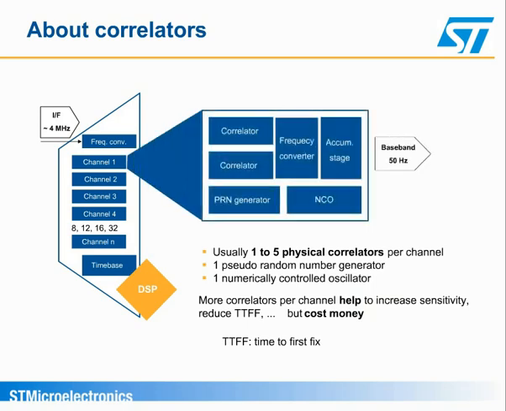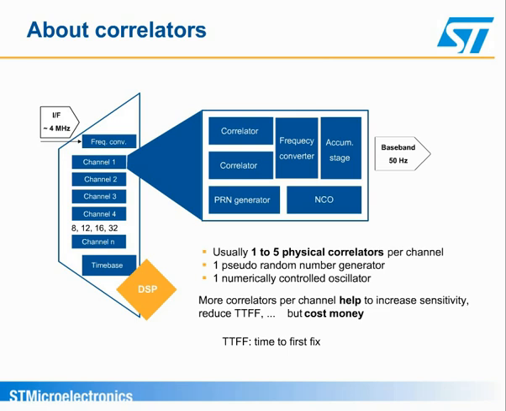One channel of a baseband device is made up of several correlators. There might be 2, 3, or more, depending only on the physical implementation. A channel also has a pseudo random number generator that feeds the correlators with the PRN code. A numerically controlled oscillator is used to advance the clock steps during the correlation cycle, which can be controlled by software to move the phase of the PRN code. A frequency converter and an accumulator stage complete the channel logic.